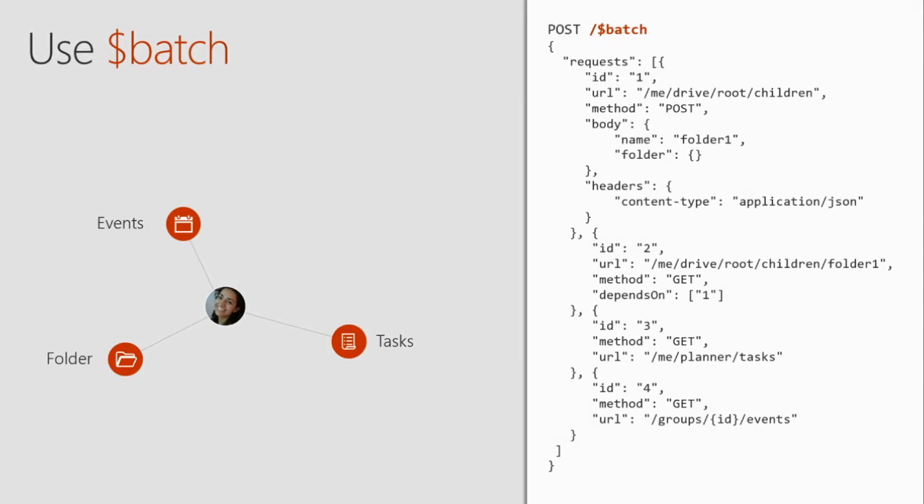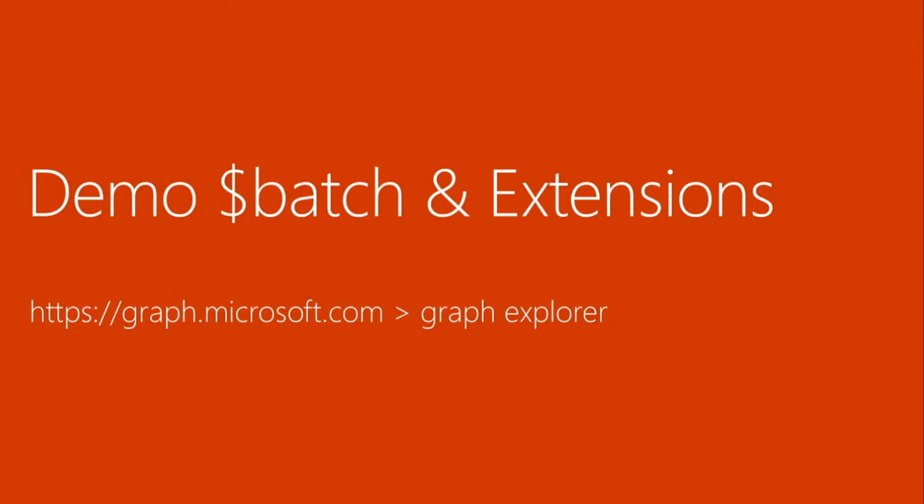OK. And finally, batch, which is basically the ability to add requests with JSON, do JSON batches, and chain multiple requests in a single request that is sent through the wire. So let's do a demo around that.